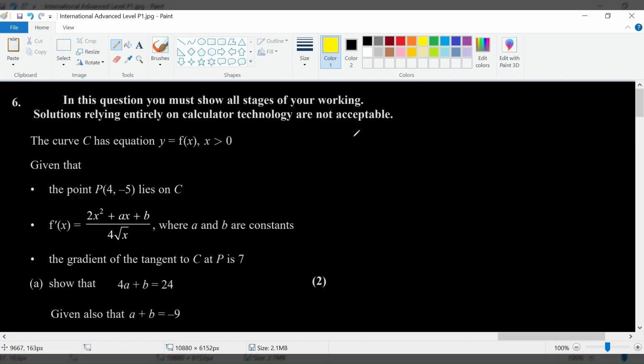So in this question, it says that f of x is equals to 7 at point P equals (4, negative 5). So this is something you should be very clear. Or in other words, what we can say is that f of x is equals to 7 when x is 4.